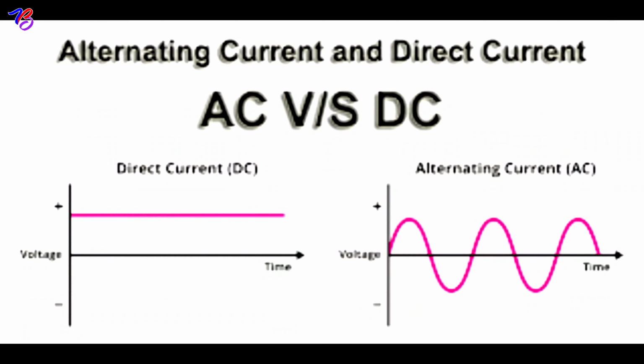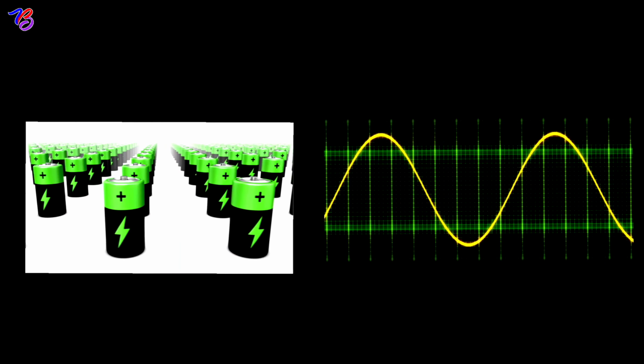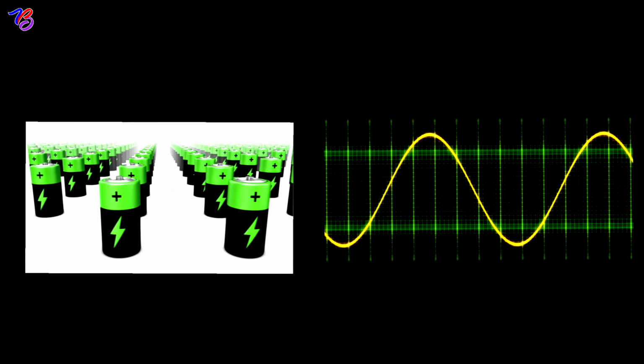The left-hand side depicts direct current, and the right-hand side depicts alternating current. You can see the waveform alternating from positive to negative to positive and to negative. For direct current, you only have a positive waveform.